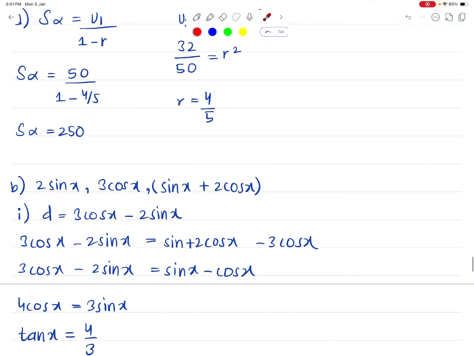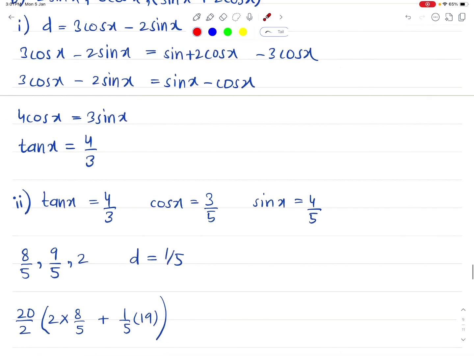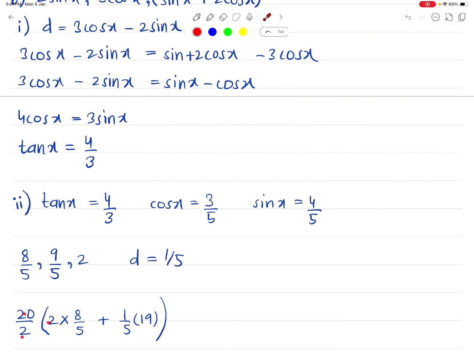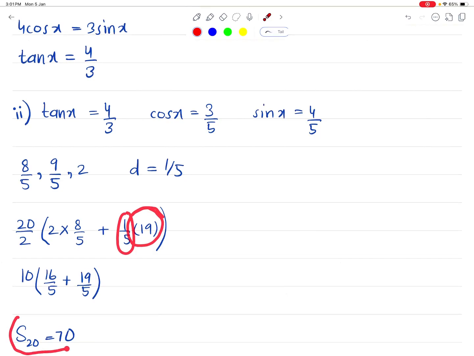And then I use the formula for the sum of the first 20 terms, which I have over here, which is 20 by 2, 2 into the first term plus the difference into 20 minus 1, that was 19. And that gives me the answer as the sum of the first 20 terms as 70.